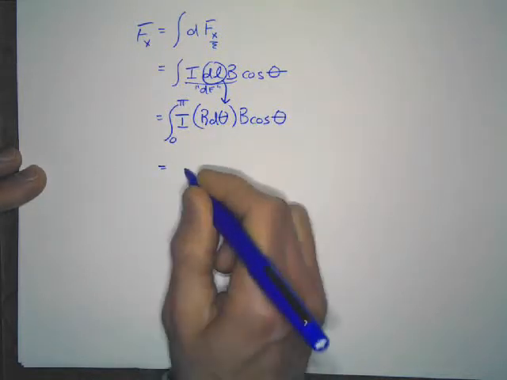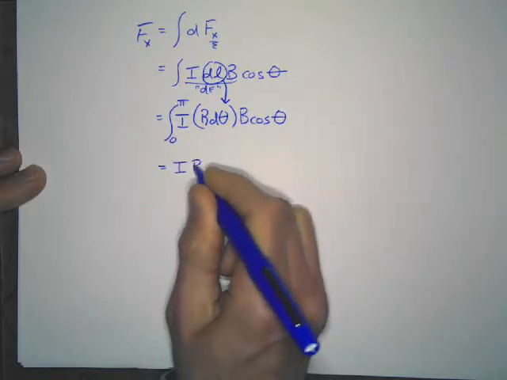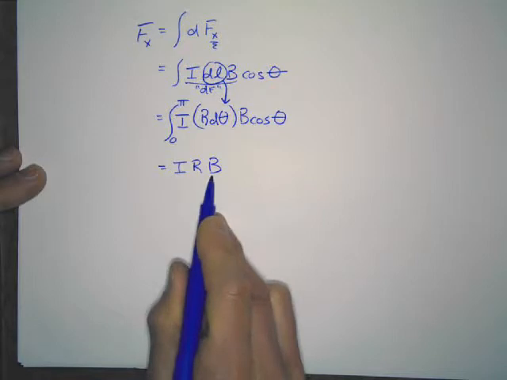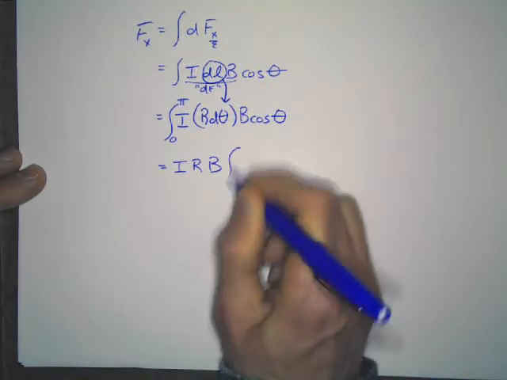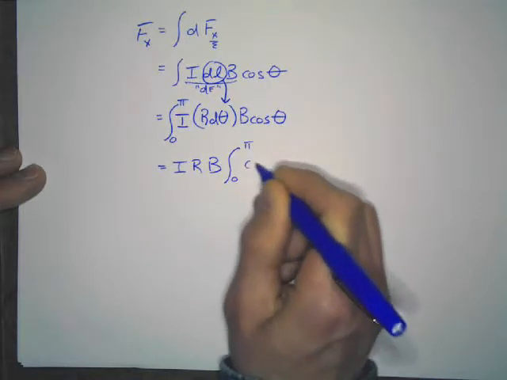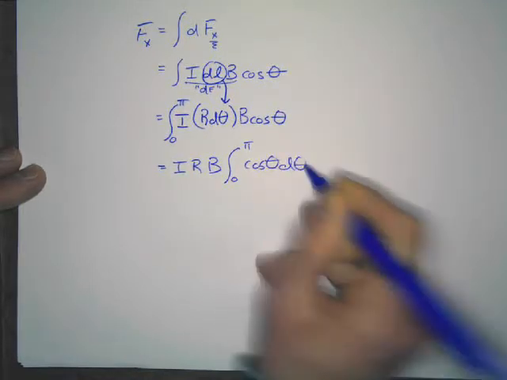And so I can go with this. I can factor out I times r times b. I is a constant, b is a constant. Also the radius is a constant because this is a semicircle. That goes from 0 to pi, cos theta, d theta.